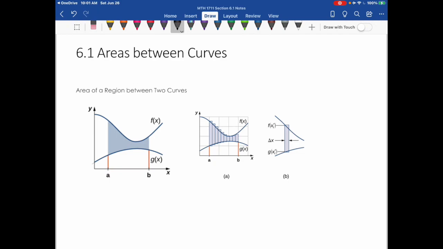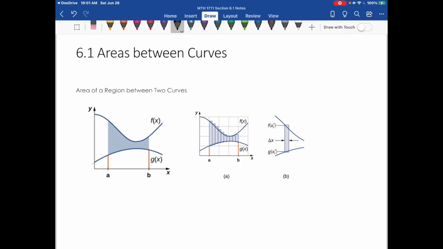In this section, we're going to talk about areas between curves. Now, the last few sections, we've really been developing the concept of the definite integral and practicing and getting more comfortable with that. But now we're going to expand the idea of the definite integral to more complex areas. And we're going to focus on three big topics when finding areas between curves.